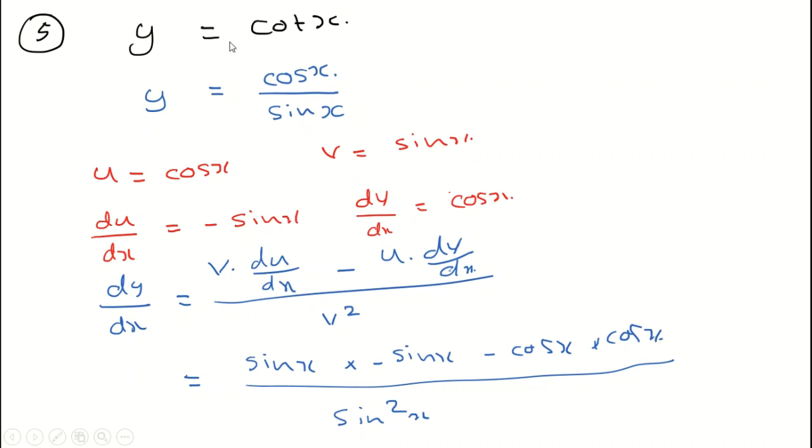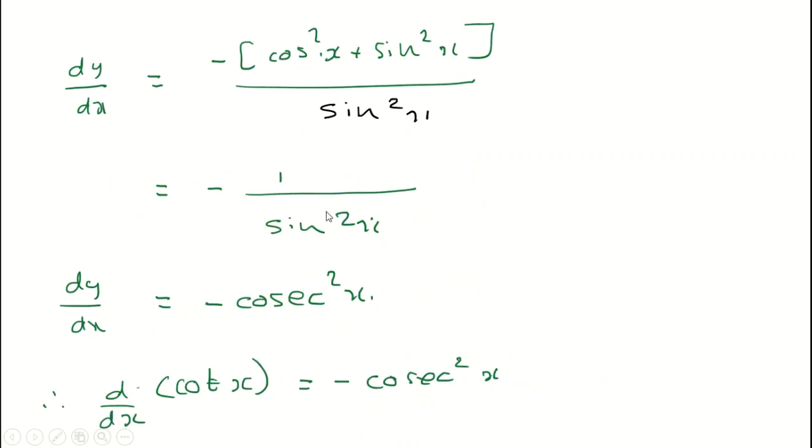Similarly, we can differentiate cot x also in the same process. u is equal to cos x, v is equal to sin x. Then it will become sin x into minus sin x minus cos x into cos x. This will become minus cosec squared x. So when you differentiate tan x, it is sec squared. When you differentiate cot x, it is minus cosec squared.